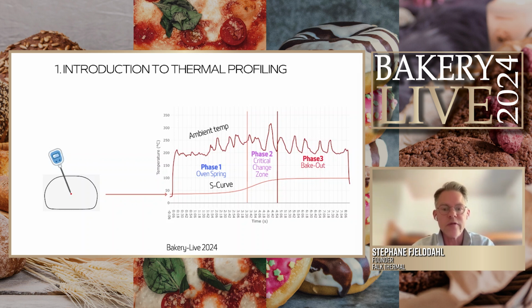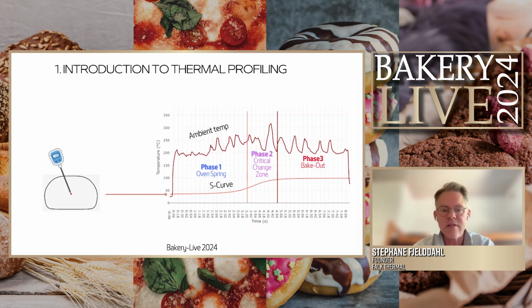Then you're entering phase 2, and phase 2 is more or less where your wet dough is becoming crumb. And there's a lot of transformations happening inside this area. You have the proteins that are denaturing, you have the starch that is gelatinizing, the CO2 is leaving, the water is becoming vapor. There's tens of transformations taking place in this area.